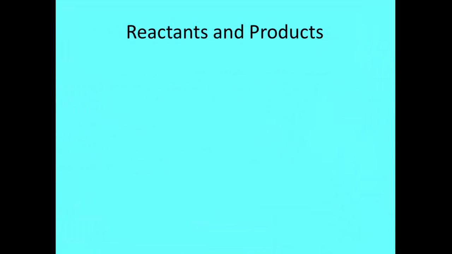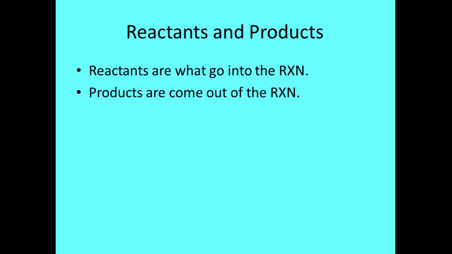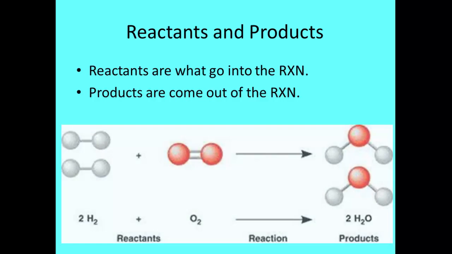So reactants and products. So the reactants are what go into the chemical reaction, whereas the products are what come out of the chemical reaction. So if you look at the picture here, we have our reactants on the left and the products on the right. Remember to look at that arrow, because the arrow is always going to be pointing towards the products.